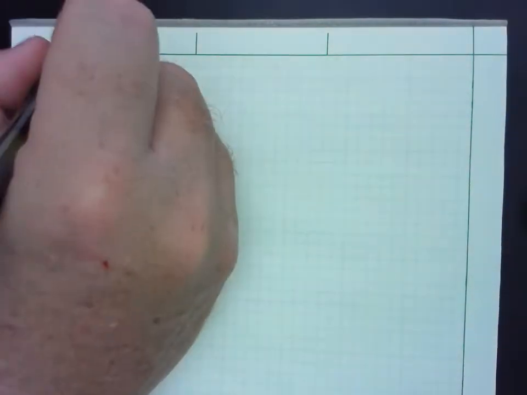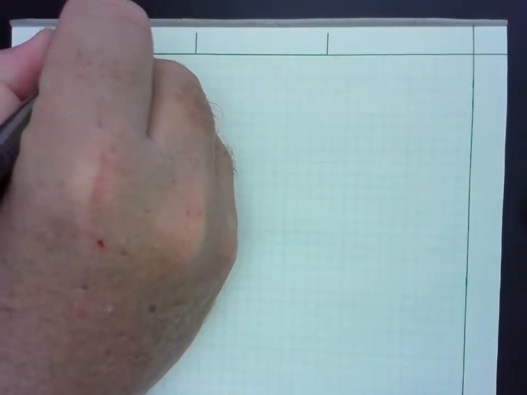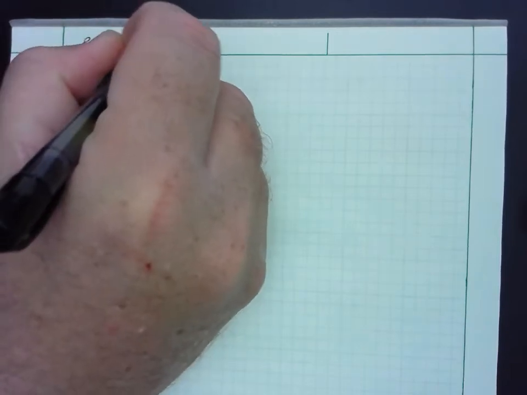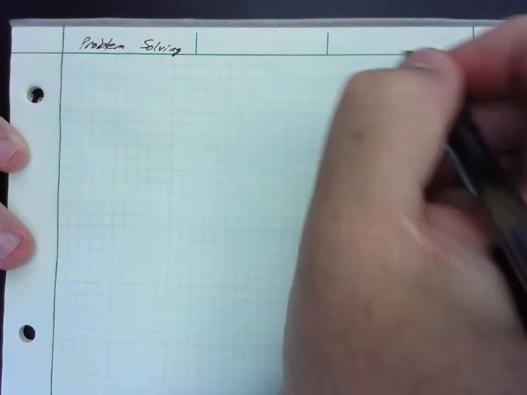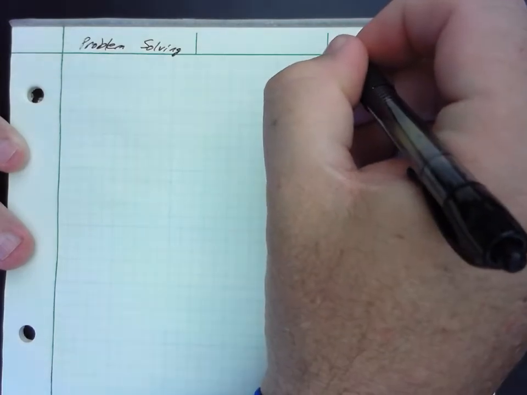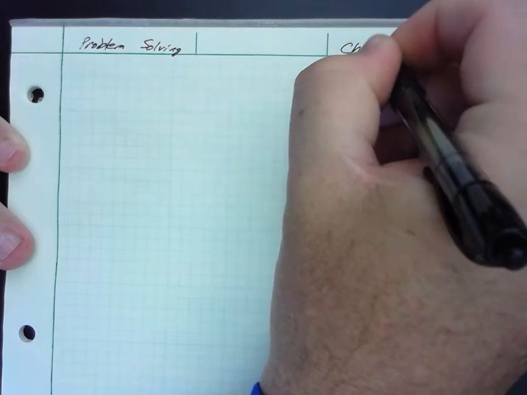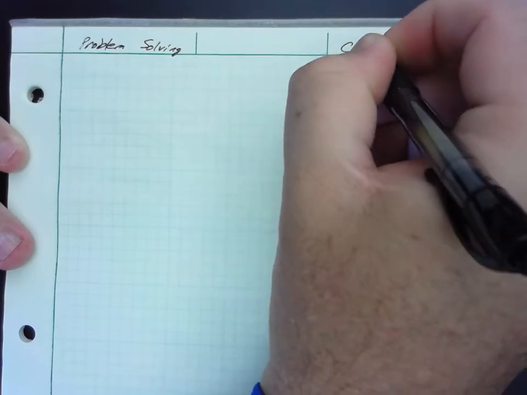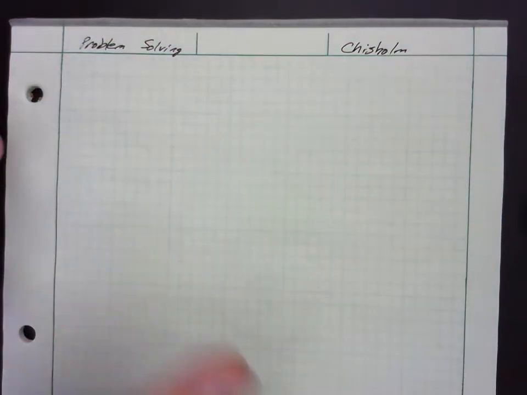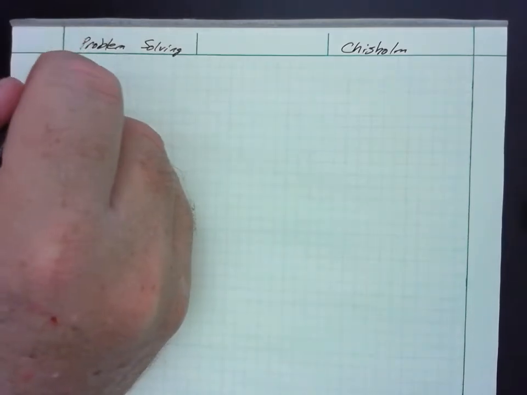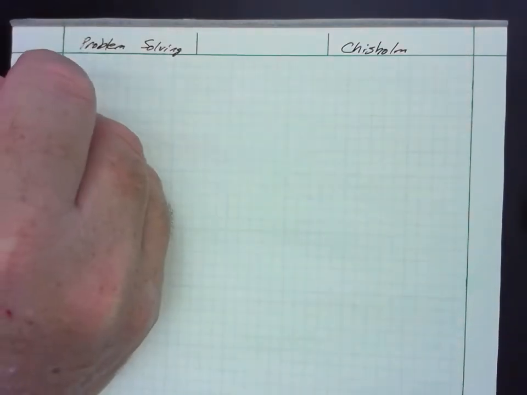All right, so we should always have some kind of a heading up here at the top, and this is just, for this particular case, I'm just going to call it problem solving. Problem solving. And always, always, always put your name on your papers, okay? I'm just going to put my last name here. All right, so Chisholm. Now, what I want you to do is, of course, number it. So you could put it in the margin or put it on the side, whatever. So this is number 2.